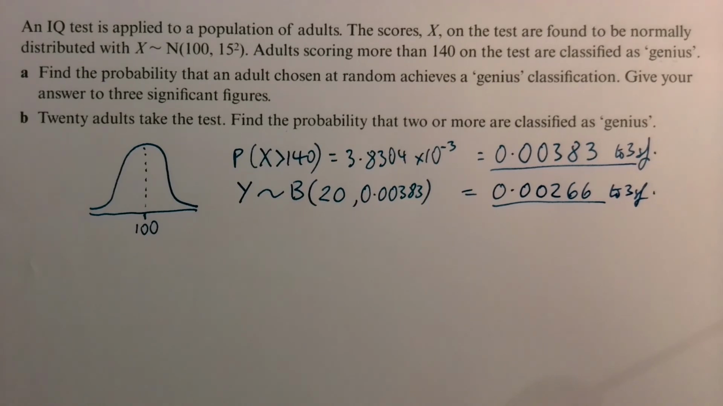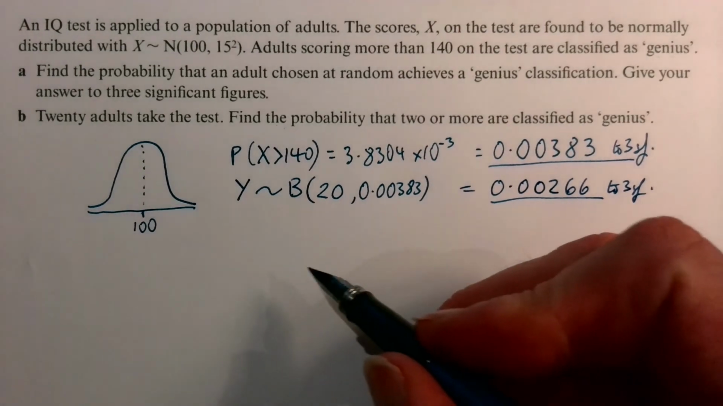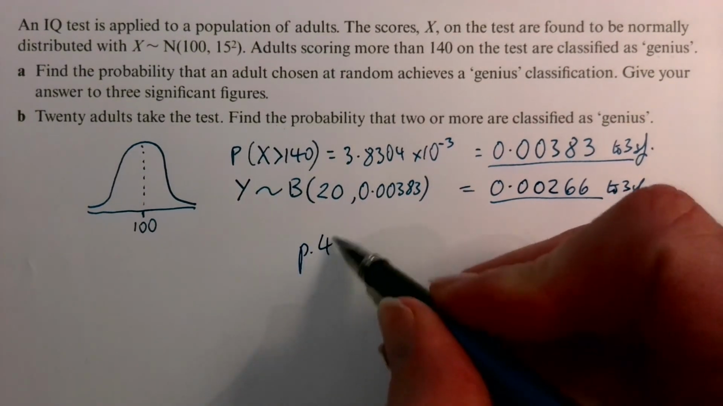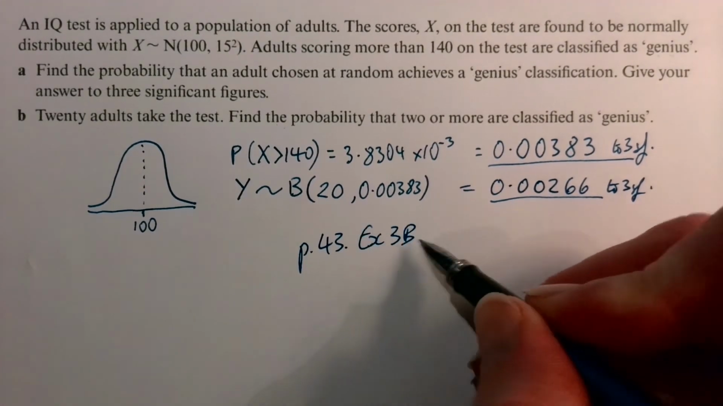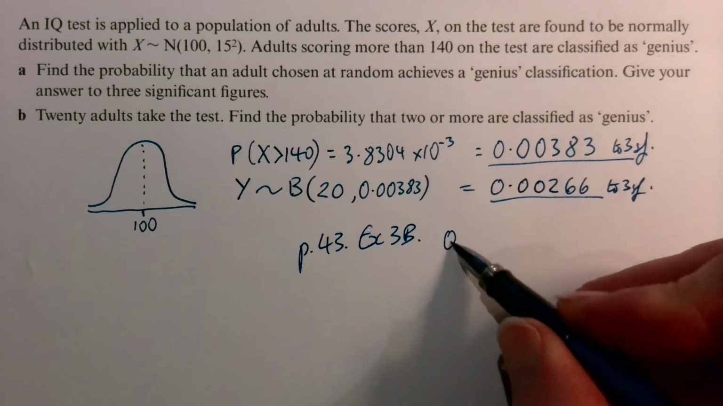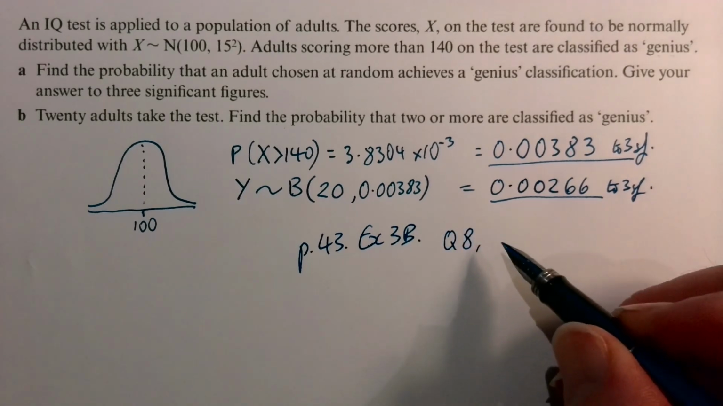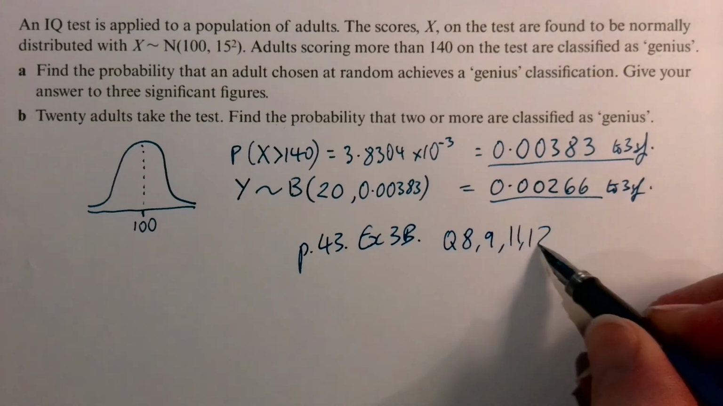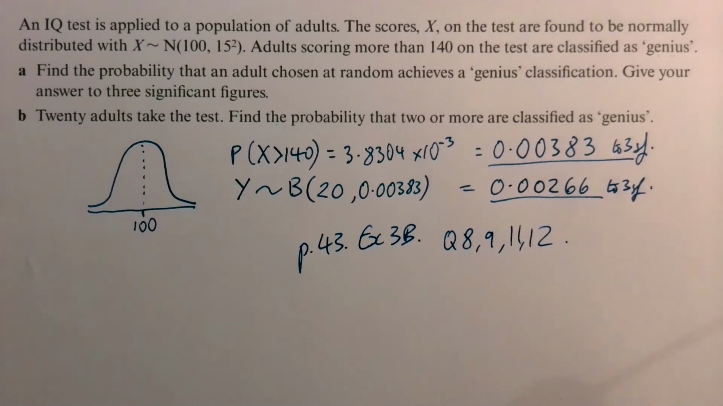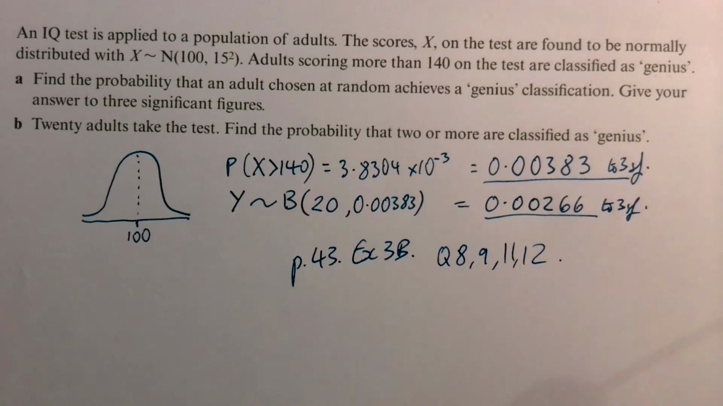So now, in order to practice this, you want to go to page 43, exercise 3B, and have a crack at questions 8, 9, 11 and 12. And if you can get through those without too many problems, then you're well on the way to having mastered that little section, finding probabilities from a normal distribution. Farewell.